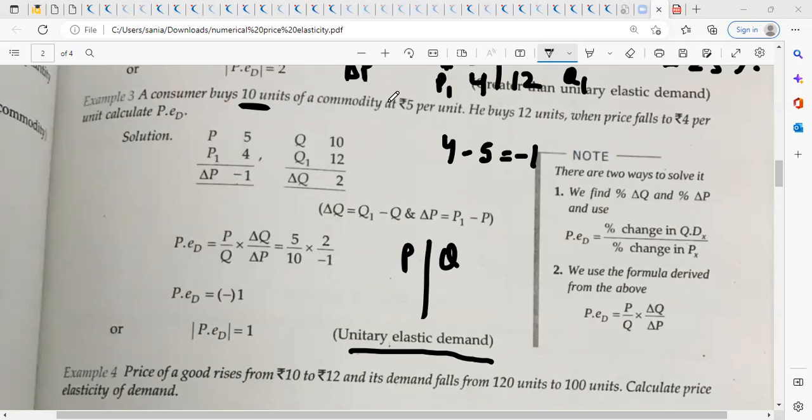Teacher, the change in price is 2 and the change in quantity is 20. Okay, solve it. Yes, change in P divided by change in Q. I'll just do the calculations. Okay, do it.